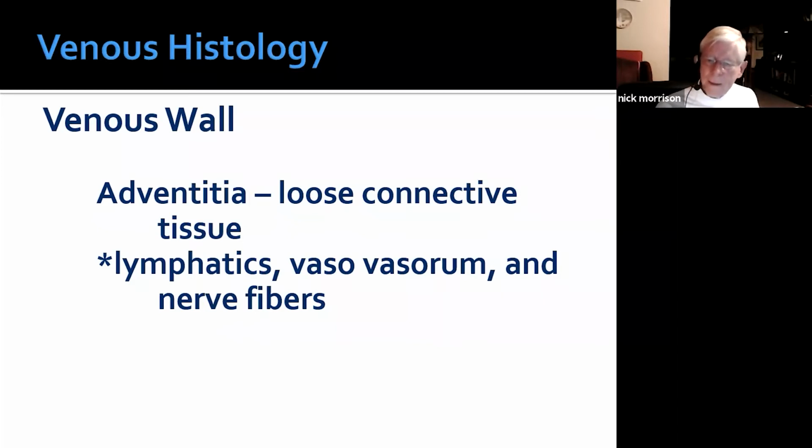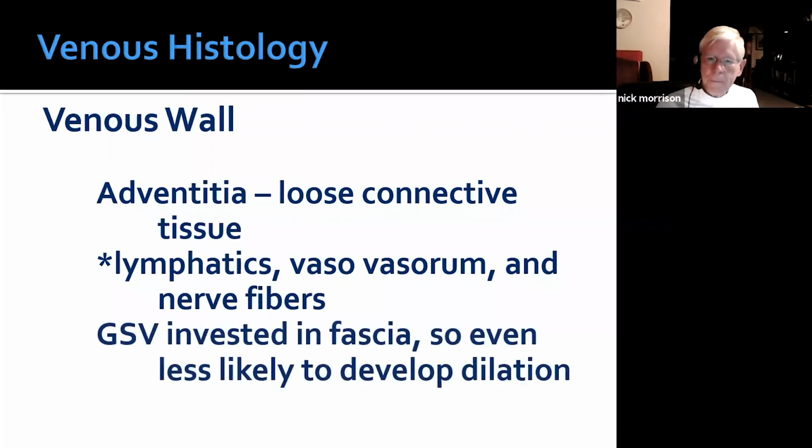Lymphatics, I think, produced lymphedema with my tumescent anesthesia in some patients because I've probably destroyed some important lymphatics within that adventitia. And it's rare, but I'm convinced I've actually done that in the past. And then the great saphenous vein, as we know, is invested in fascia, so it's even less likely to develop dilation. That's true also of the small saphenous vein.